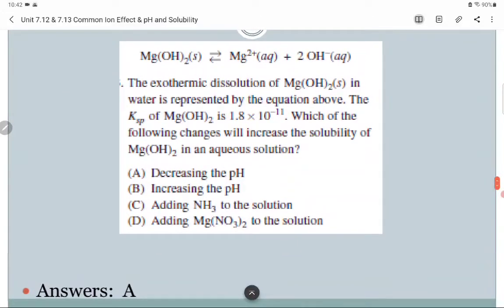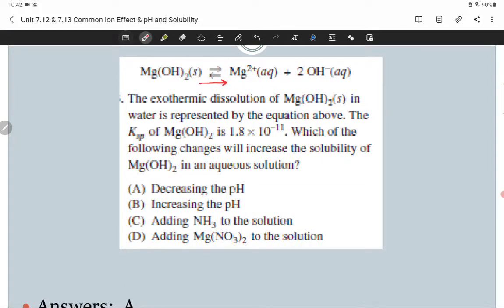Okay, so now we're going to work with pH. Okay, so we got KSP. Which of the following changes will increase the solubility? So we want this to go more to the right. And by the way, we already have the answer again as A. So what would make it go more left to right? We need the Q to become smaller than K. So what could make that happen? You would have to decrease the concentrations of those things.